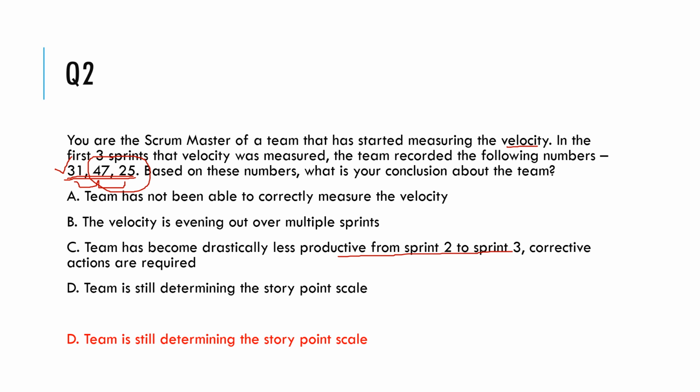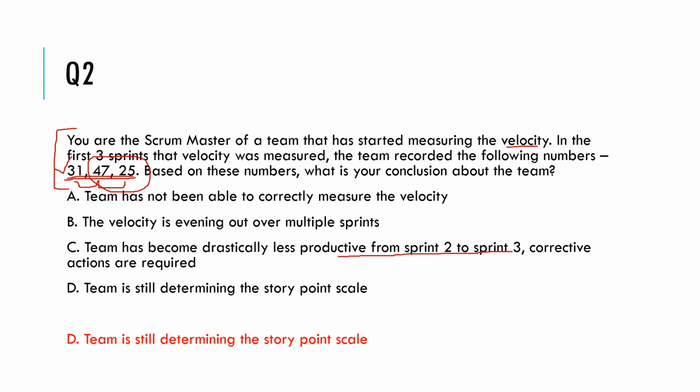As a Scrum Master, you ought to know that when teams start to measure velocity, which is what's happening here, it is very common to have these kind of variances. If you read the question again, they've just started measuring velocity. The team is still figuring out the kind of scale that they need to use to be able to estimate velocity, right? So it is important not to be alarmed when you see velocity numbers like these, when there's this level of variation.